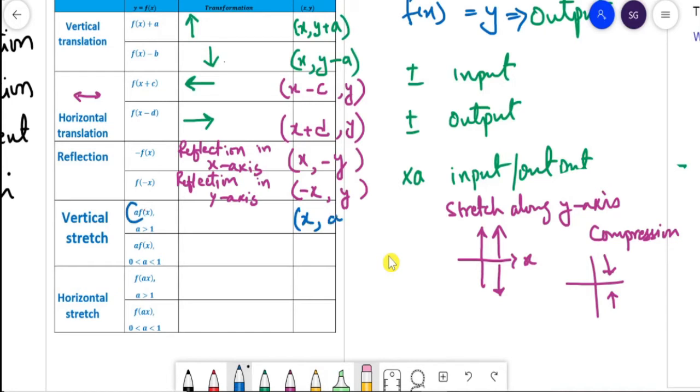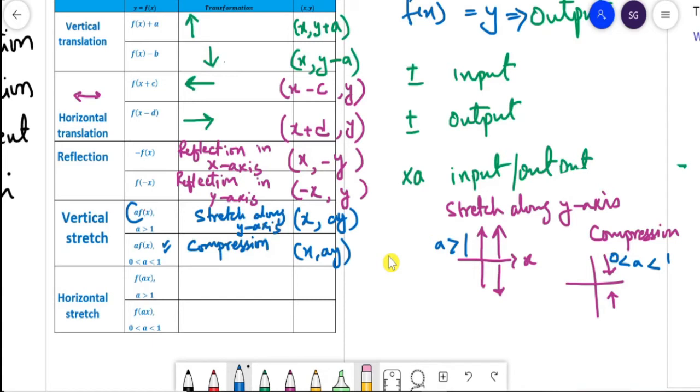That's the stretch factor. Now if this value of a is greater than 1, the graph will be moving away. This is when you are having a greater than 1. And if a is less than 1 but still greater than 0, that's our next case, the point will still be the same, but we know if a is between 0 and 1, it will be a compression. This will be a stretch along the y-axis, and this is a compression along the y-axis.